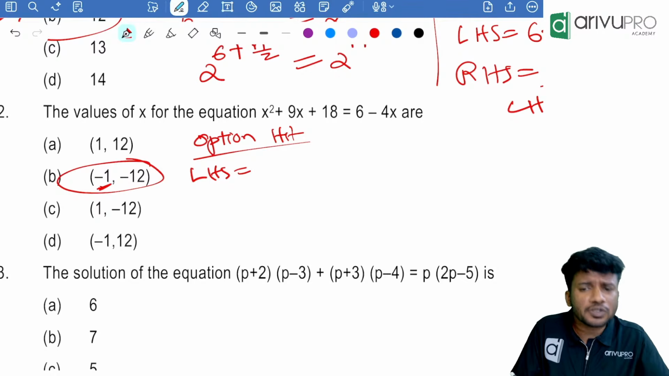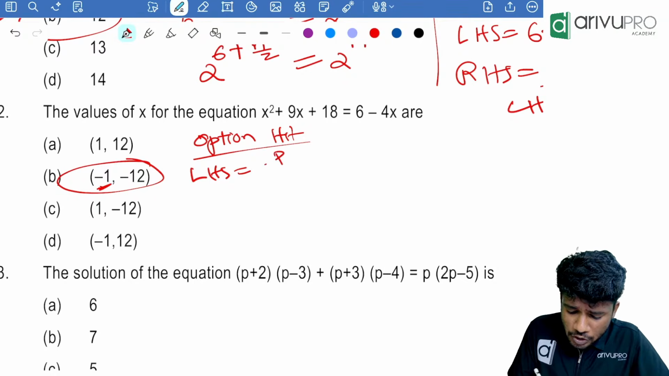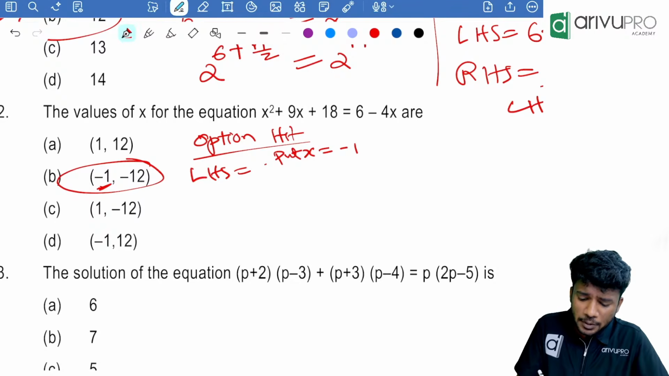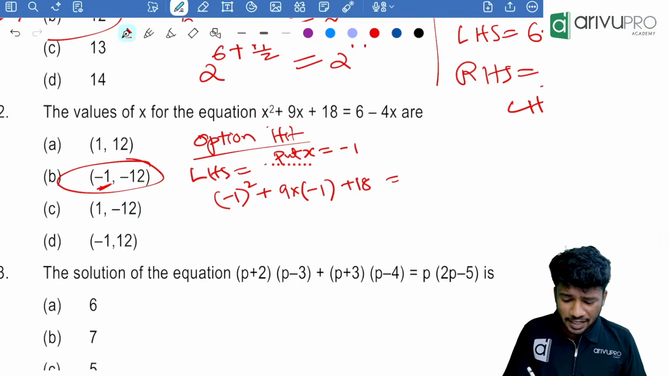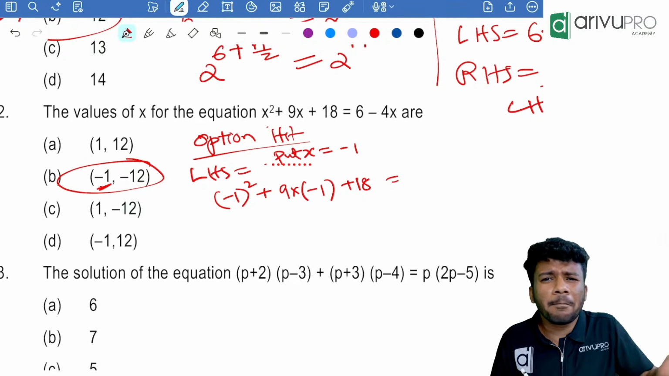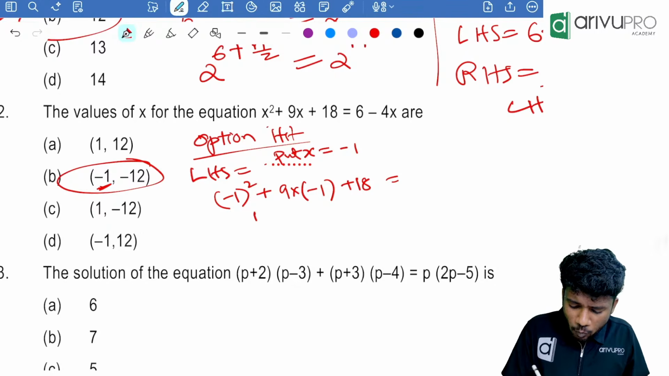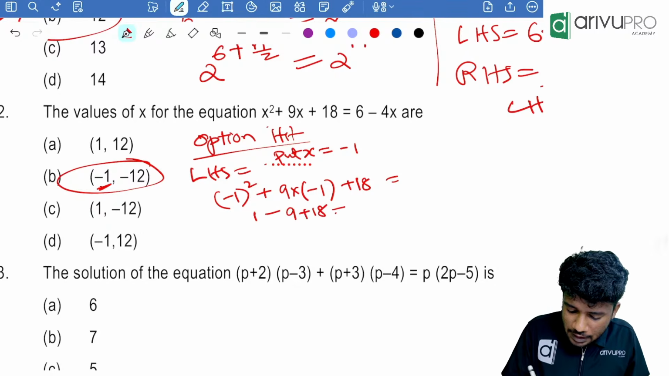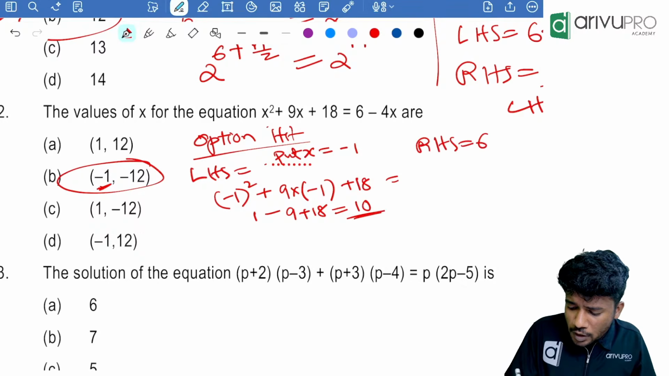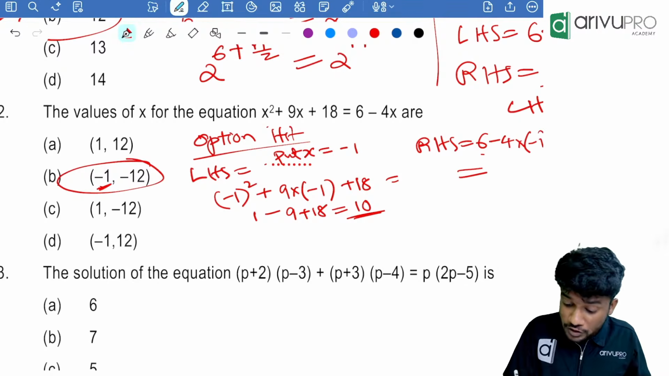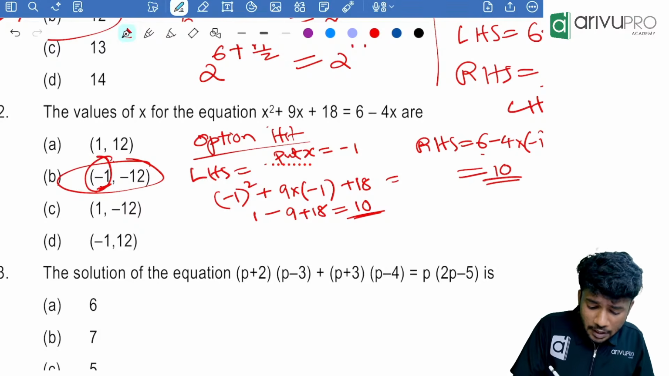LHS will become what? First you try x is equal to minus 1. Put x is equal to minus 1, that means minus 1 square, that is nothing but 1, plus 9 into minus 1, plus 18, which is equal to how much now? Minus 1 square will become 1, 9 into minus 1 will become minus 9, then plus 18, so it will become 1 minus 9 plus 18, which is equal to 10. Then RHS will become how much? RHS is equal to 6 minus 4 into minus 1, which is nothing but 6 plus 4, which is equal to 10. LHS and RHS are equal in the first one.